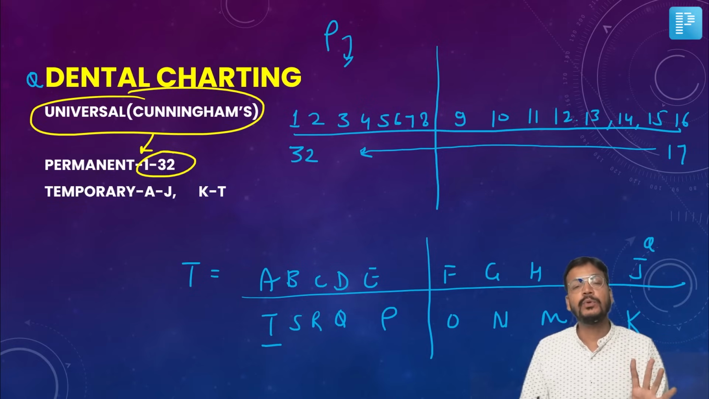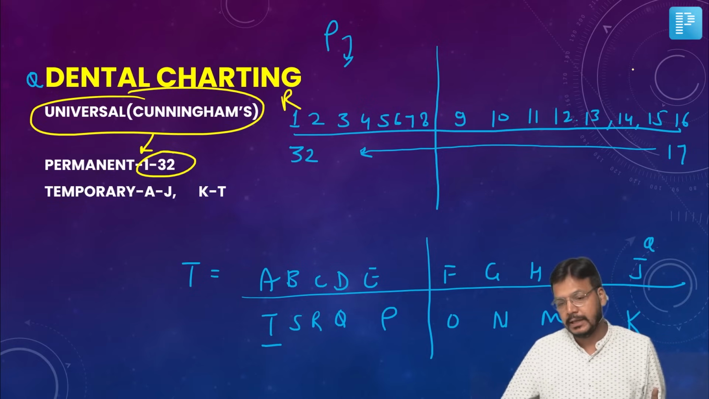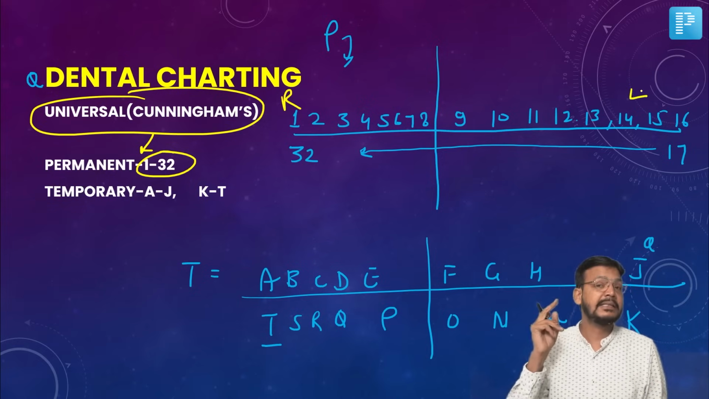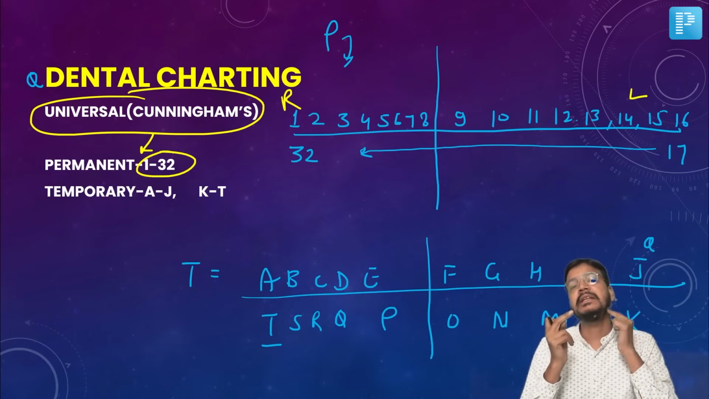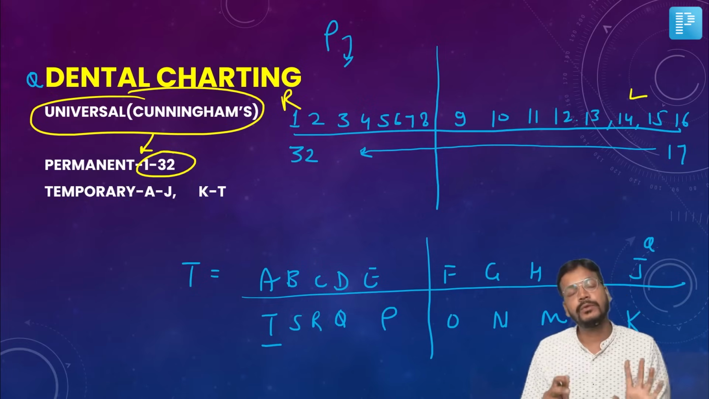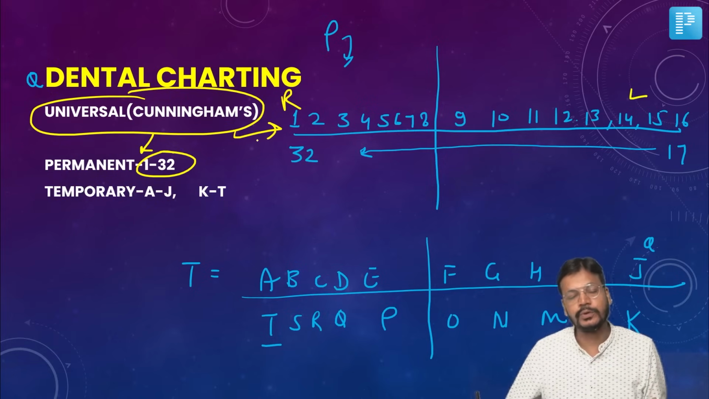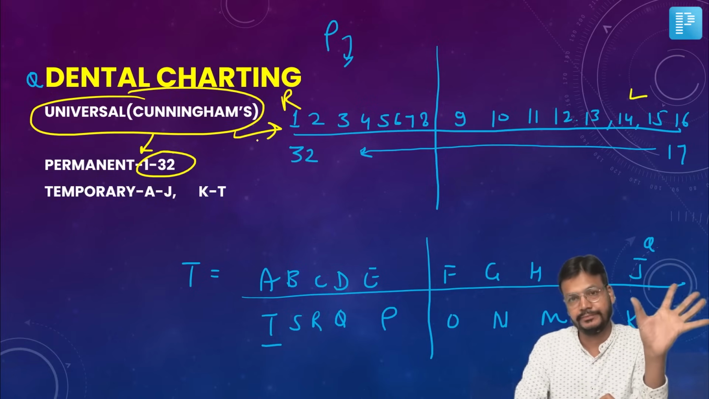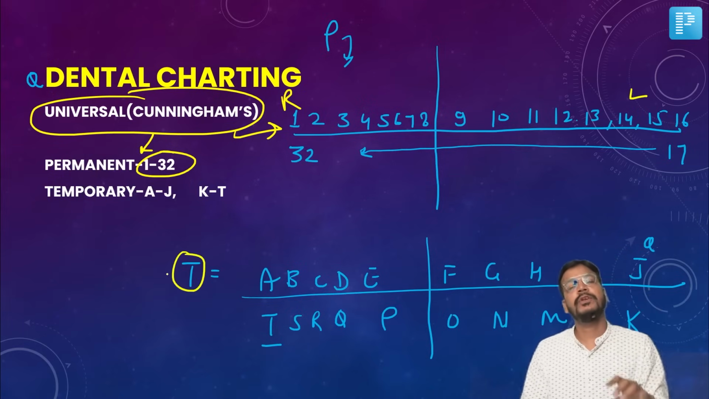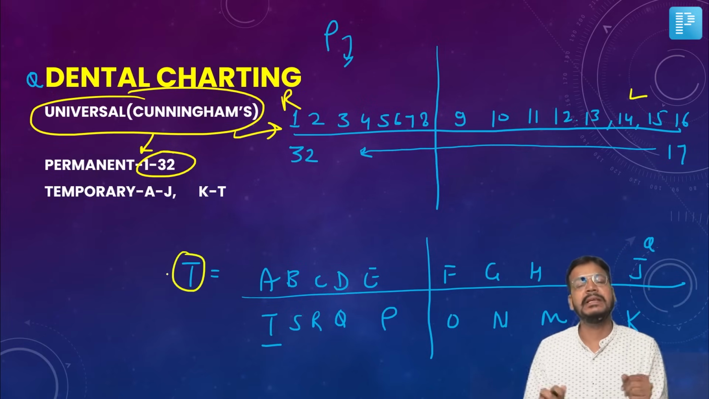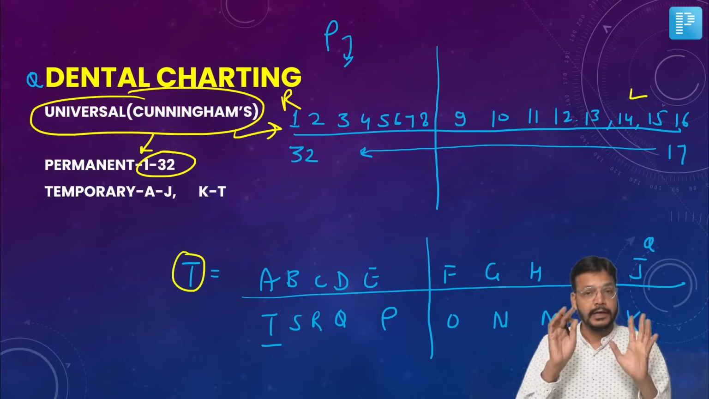If we add 1 to 32, this is right side and this is left side. So if I start 1 to 8, then 9 to 16, then 17 to 24, 25 to 32, this is known as the Universal or Cunningham method. For temporary teeth, we use letters, A, B, C, D, E for temporary. But it is 1 to 32.